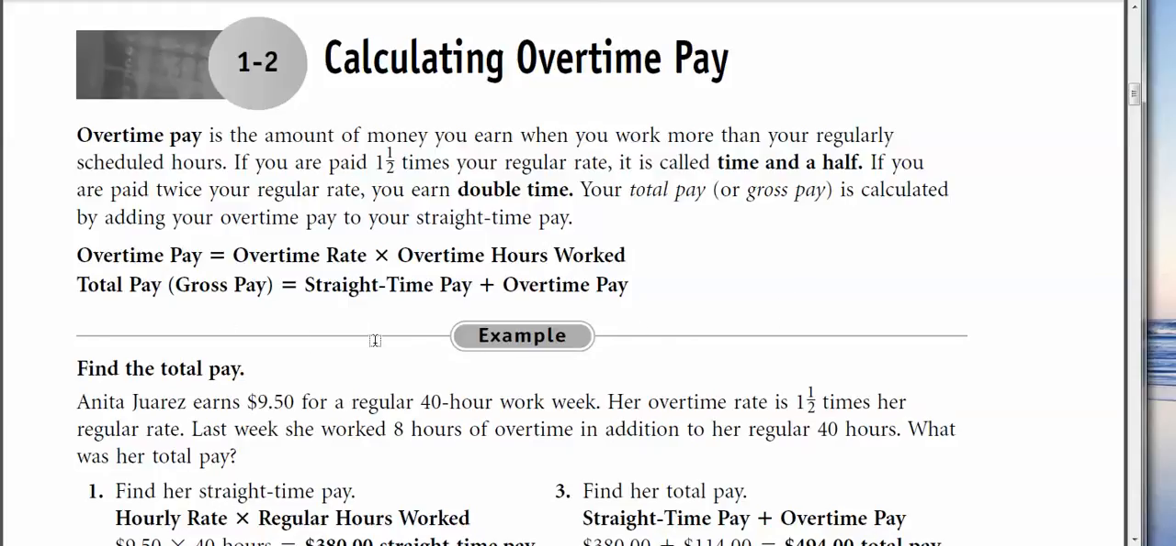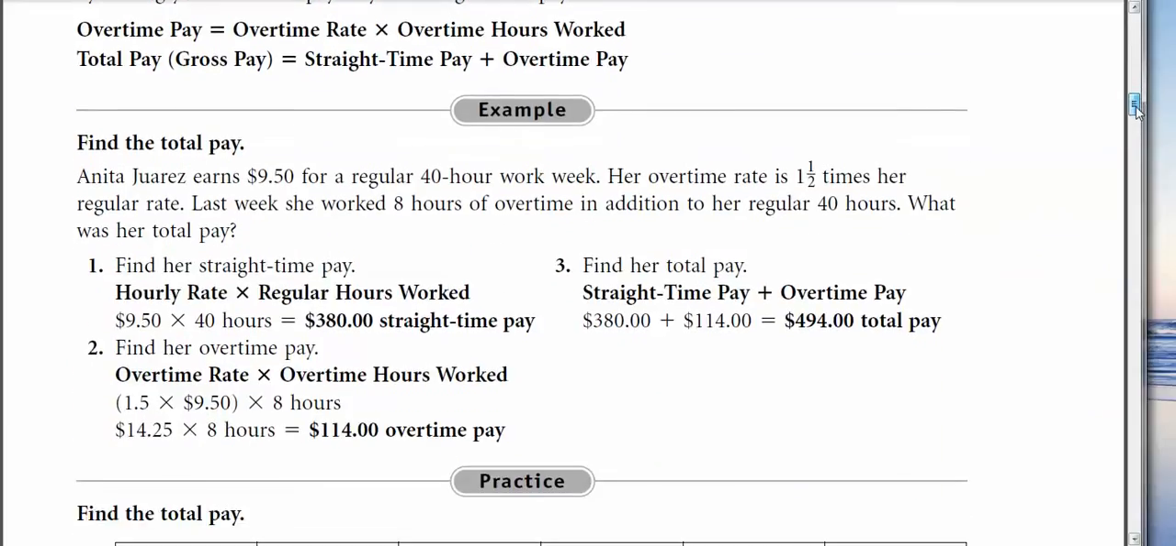Okay, so what we do is we calculate our straight time pay just like we normally do, and then we have to calculate our overtime pay by using our overtime rate times our overtime hours worked. So we have to find the overtime pay and then add the straight time and overtime pay together. So you have two different steps that you do in these problems. All right, so let's do an example.